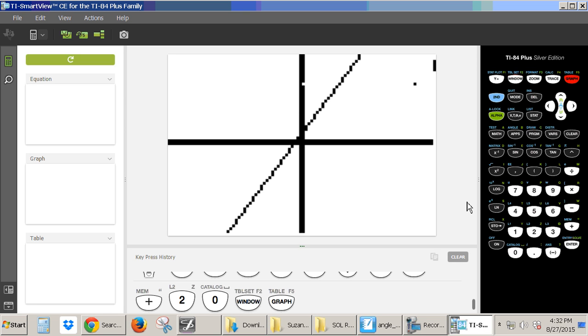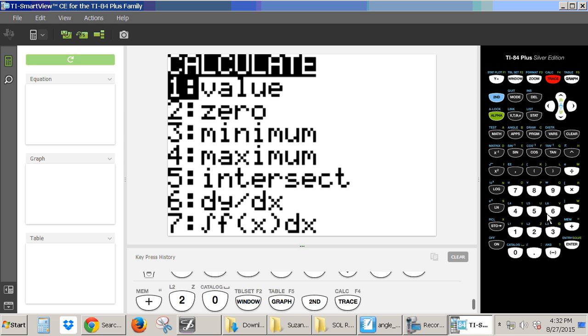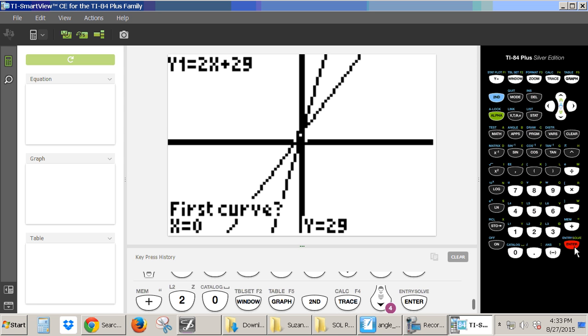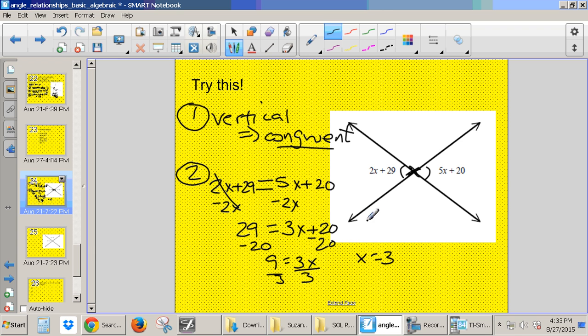I see one line, I see two lines, and I see where they intersect, so I can calculate by hitting second calc. I'm going to calculate the intersection. I'm going to scroll down this time instead of hitting 5. It's already on my first line. I hit enter. Second curve, same different line. Enter. I don't want to guess. X is 3. I got the same thing, two different ways.